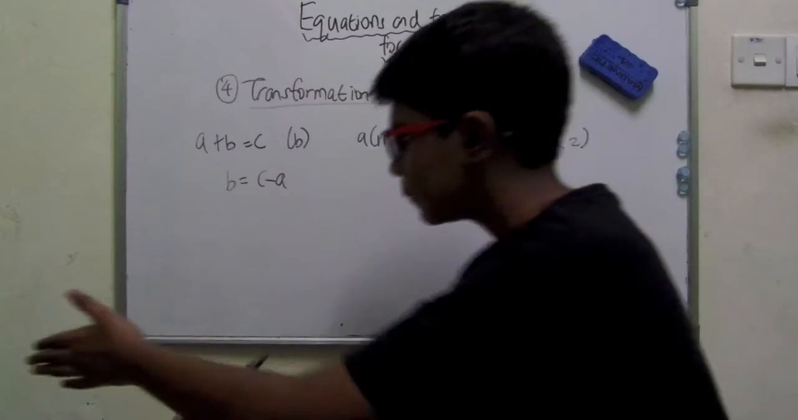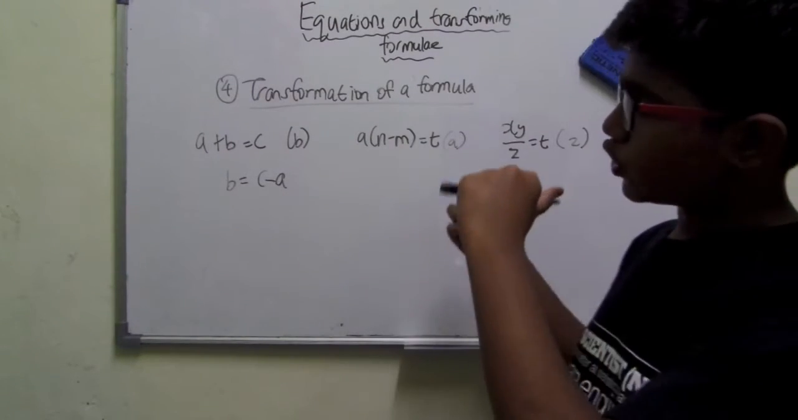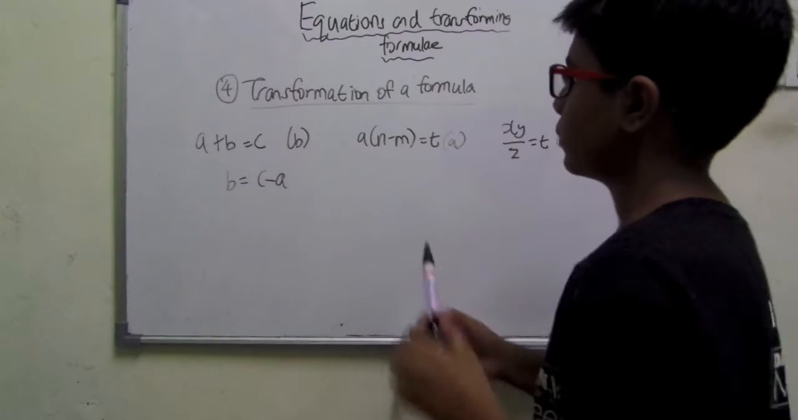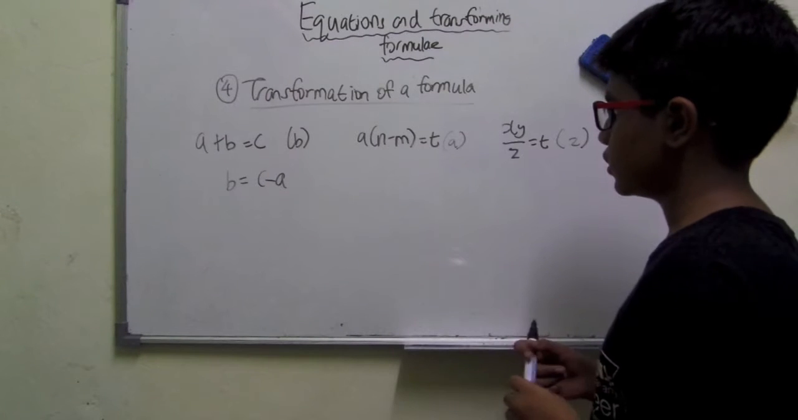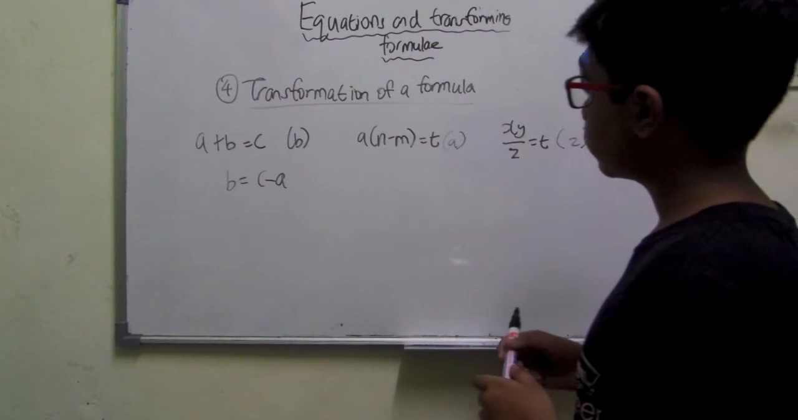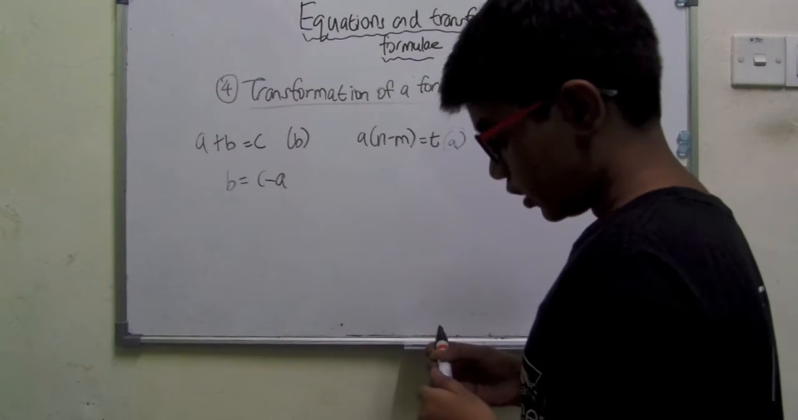Leave b on one side and bring all the algebraic expressions and the numbers to the other side. So b equals c minus a. That's as simple as that. Now it's something more complicated. Now with brackets in this. Okay? So now we need to move this into terms of a.